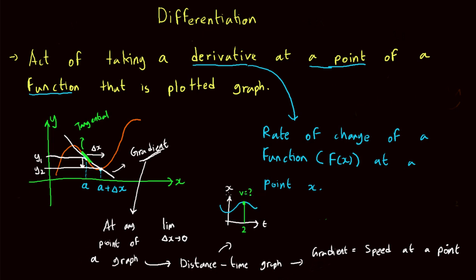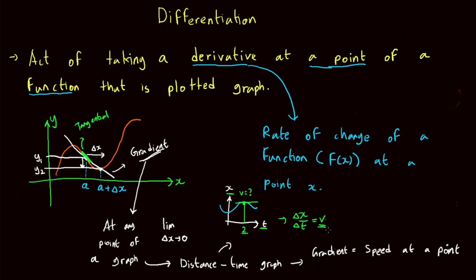Right? We only have the distance x and the time t. So we know that if we divide the change of distance by the change of time, automatically you'll get the speed, right? So that's where you can say that the speed at 2 seconds is basically the gradient at 2 seconds, right? We should draw the line right here.